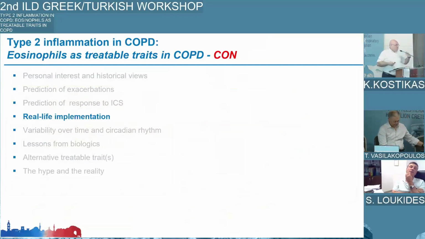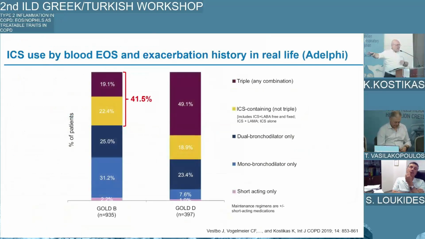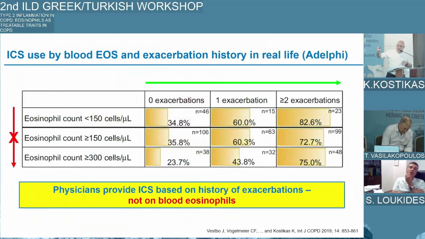So what are people doing in real life? Are we using blood eosinophils? This is data from 5 big European countries from the Adelphi database. 40% of GOLD B patients are using ICS anyway, against any evidence, but this is what they do, and these are real-life physicians.